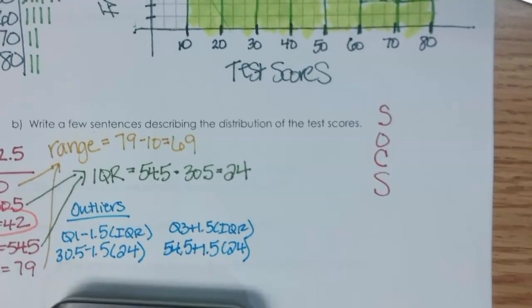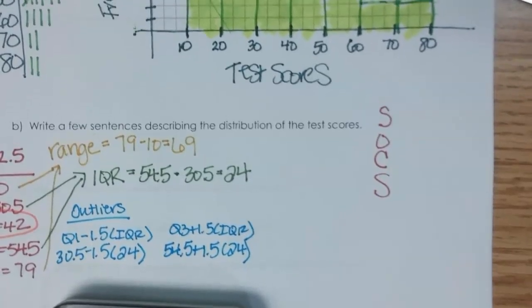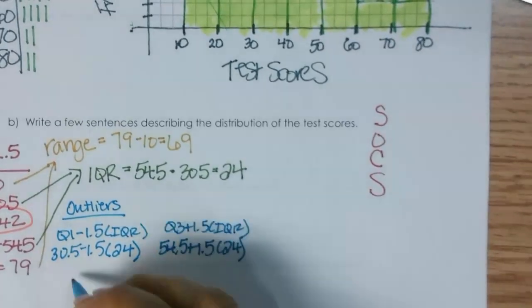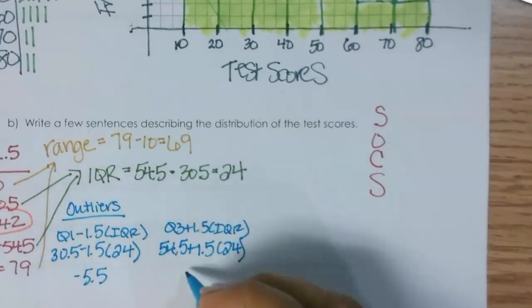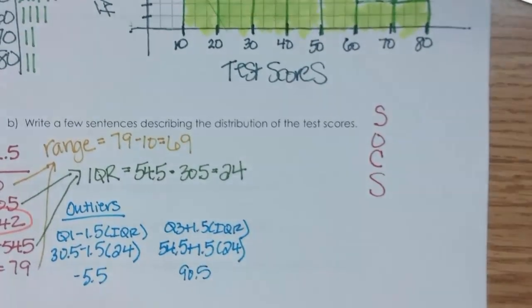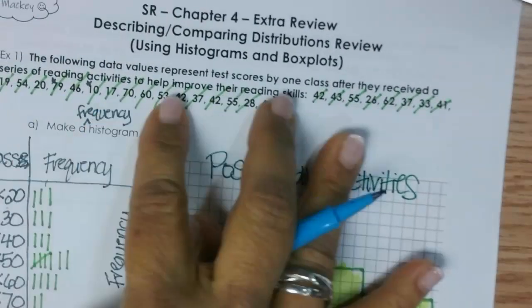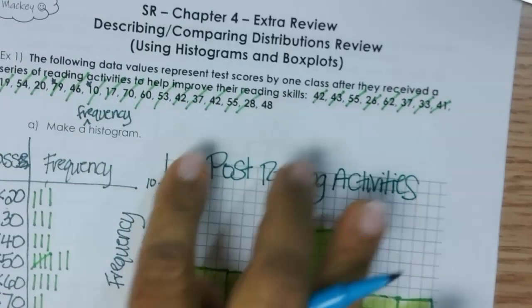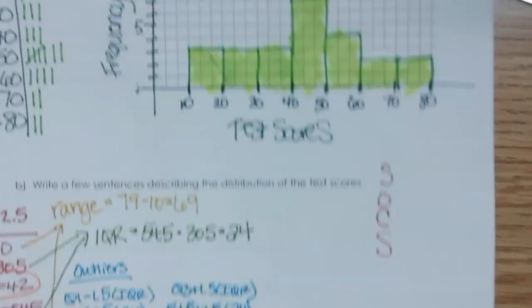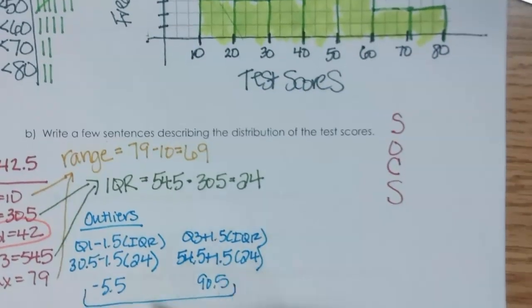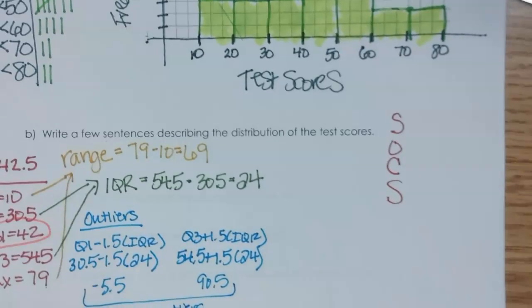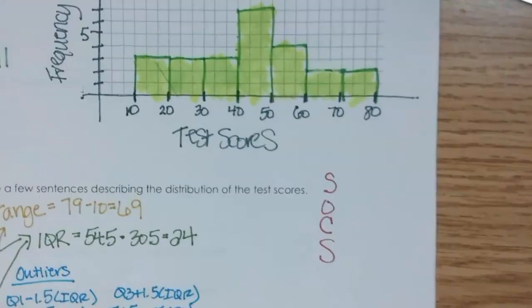And when I'm substituting these in, I am getting negative 5.5 and 90.5 for my boundaries. When we look at the data that we have here, we don't have any values that are below negative 5.5. Our highest was 79. So everything was within these boundaries. So there are no outliers, which we kind of expected. Now that we have all of that information, we can write about our description.